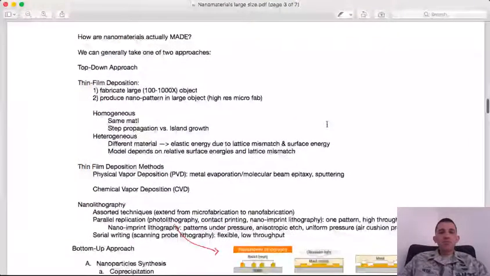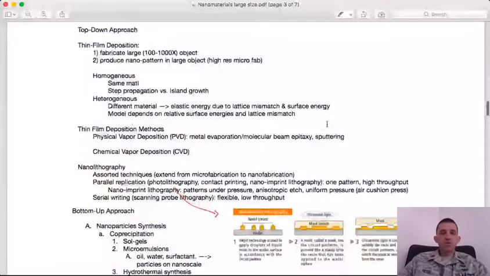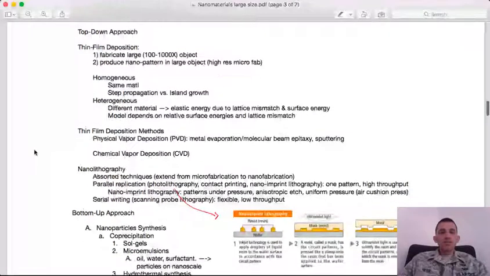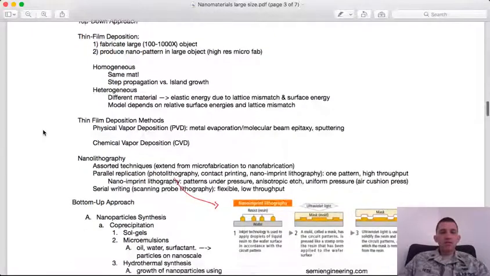The top-down approach is very similar to what we talked about in optical lithography and microfabrication. Microfabrication is a top-down approach. It's just that with nanomaterials, the resolution required is higher than for microfabrication. So it's essentially just a high-resolution microfabrication process. And you can make a nanomaterial from homogeneous or heterogeneous material.